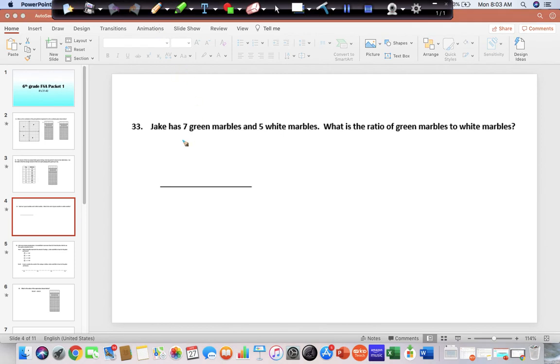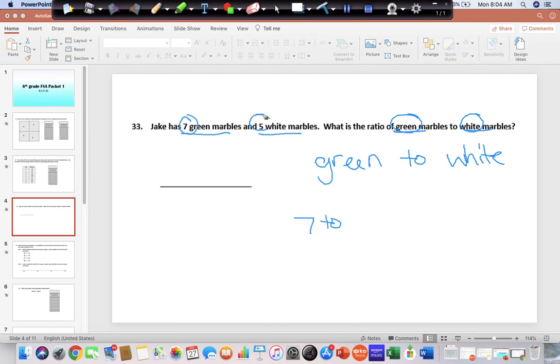33. Jake has 7 green marbles and 5 white marbles. What is the ratio of green to white? Well, we need green to come first if we are making the ratio of green to white. Sometimes it'll trick you and it'll have white first. If it says what is the ratio of white marbles to green marbles, then you would need to flip them. But right now it says green to white, so the green marbles come first, which is our 7, and our white marbles come second, which is our 5.